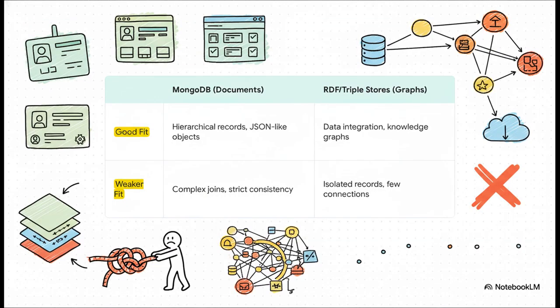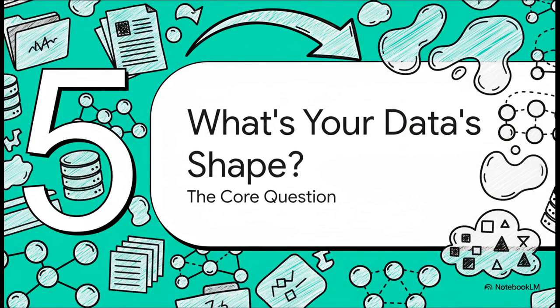Okay, this is basically the cheat sheet right here. This breaks down the practical choice. You're going to want to use MongoDB for that self-contained data, like user profiles or product catalogs. But you'll want a graph database, like an RDF store, when you need to connect a bunch of different data sources or find hidden patterns. And the weaker fits are just as important. Trying to force complex relationships into a document model gets messy fast, and using a graph for simple, isolated records is just total overkill.